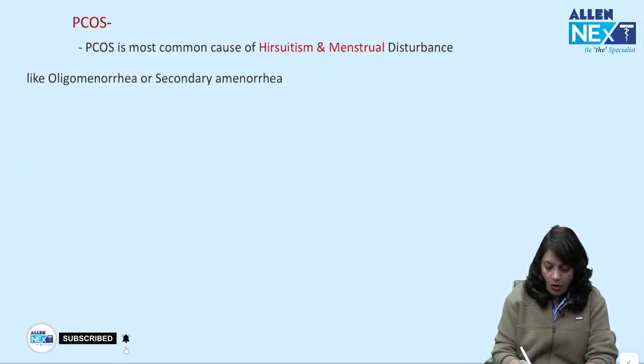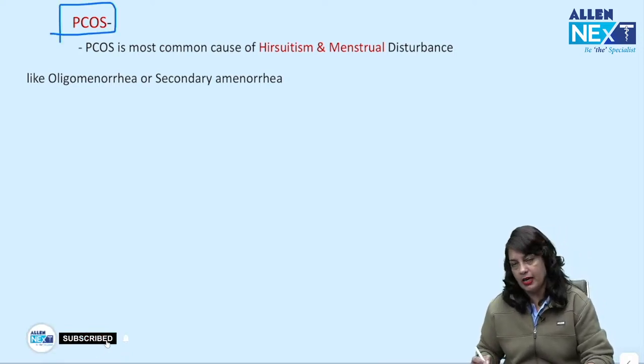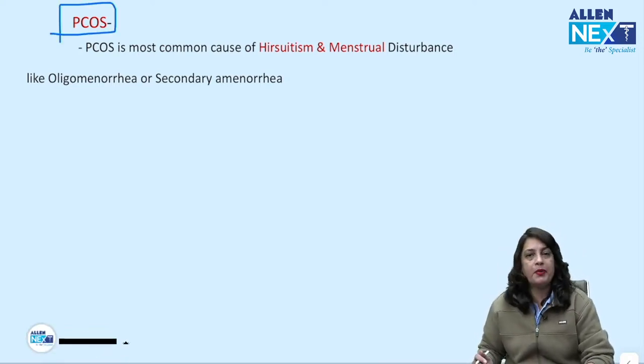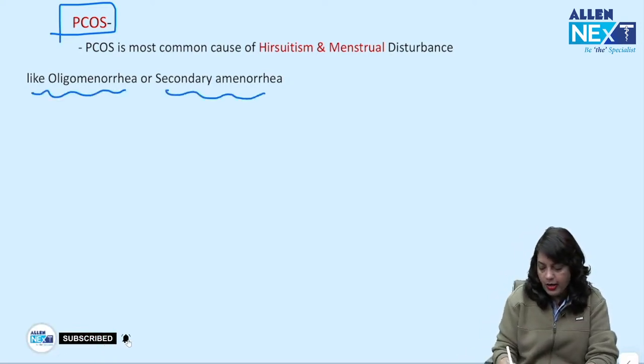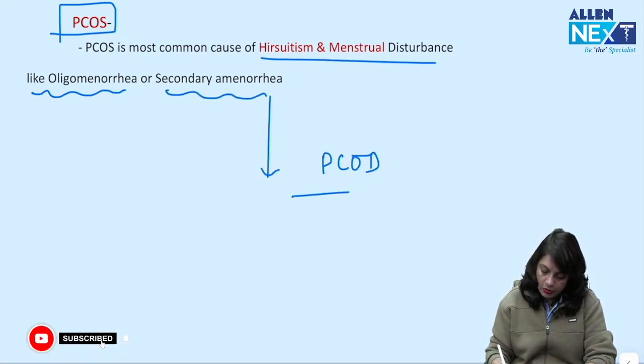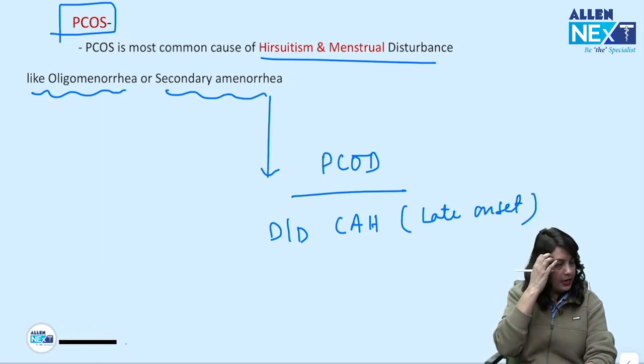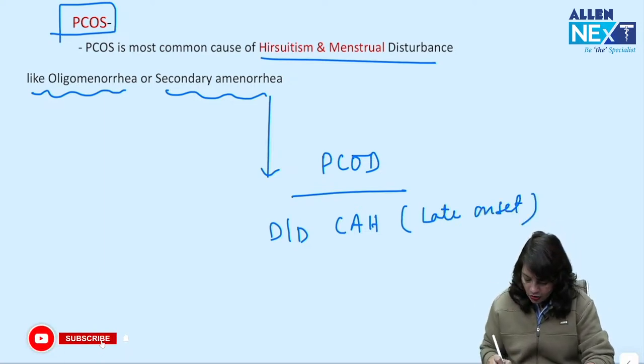Next, polycystic ovarian disease, that is again very important. Most of the time they ask you a question. A young female presented with hirsutism and menstrual disturbance like oligomenorrhea, secondary amenorrhea. What's your diagnosis? It is PCOD, and the differential diagnosis is congenital adrenal hyperplasia, late onset.